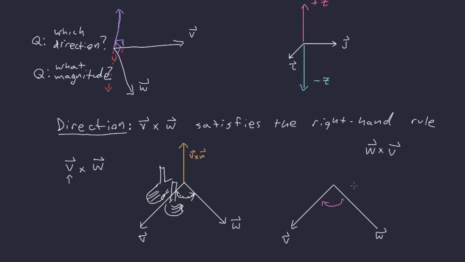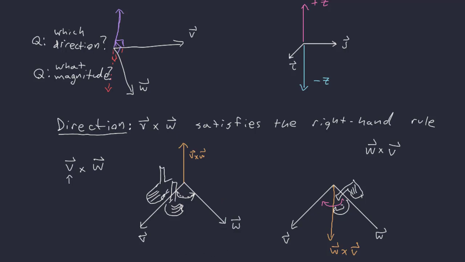So that I could curl my fingers this way. And so my thumb in this case would be pointing down instead. All right, so the implementation of this isn't as important as what it means for us at the end.